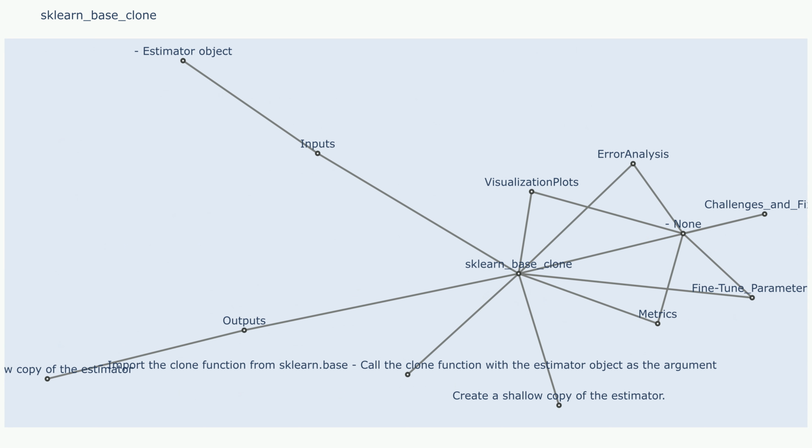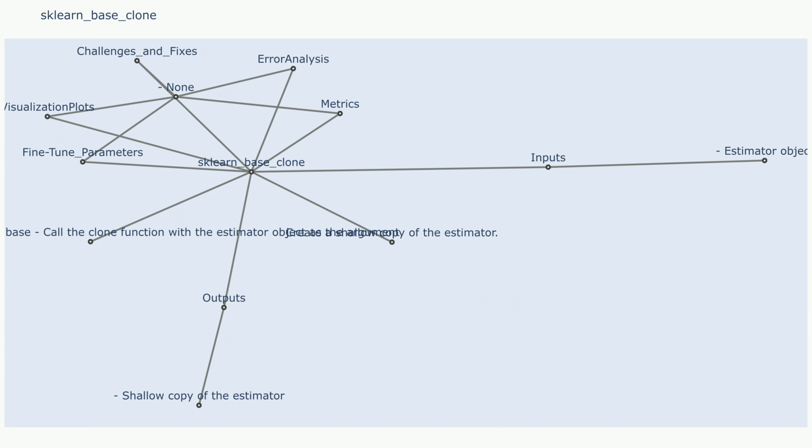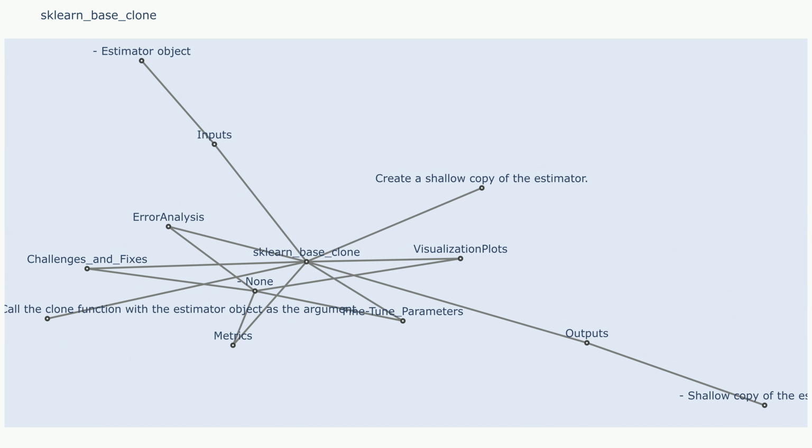Challenge 2: cloning estimators with mutable objects, e.g., lists and dictionaries, can result in shared references and unintended modifications. Sample use case that resulted in challenge 2: an estimator with a list of features that are modified during training. Cloning might copy the list by reference, leading to changes in the original estimator.